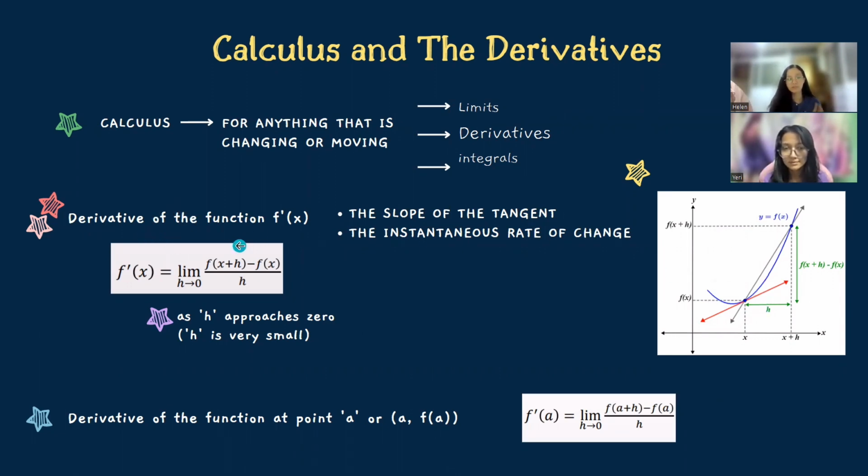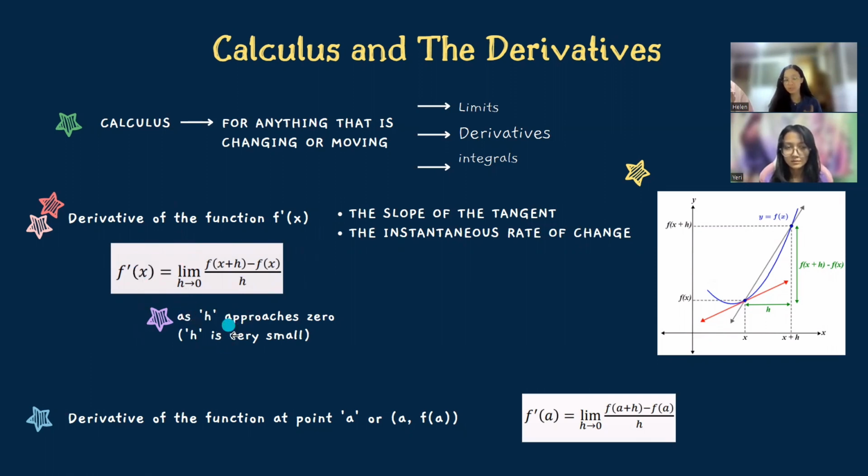As we already know, the derivative is the same as the slope of the tangent. So what formula do we use here? We will be using f prime of x, in shorter form f prime x. So f prime x equals the limit as h approaches 0 of f of x plus h minus f of x, over h. So we use this formula for the derivative.